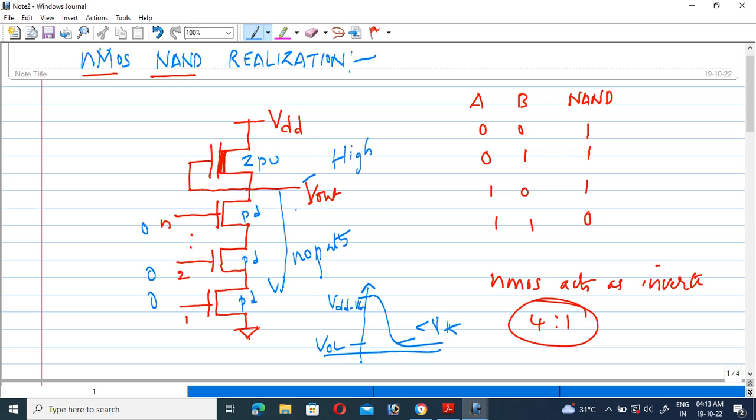Moreover, these are connected in a series fashion. If any one of them is open circuited, no path will exist from the output voltage to ground. Therefore, obviously a high output is maintained across the corresponding terminal. In the last condition, the NAND gate produces a low output only when all the inputs are active.